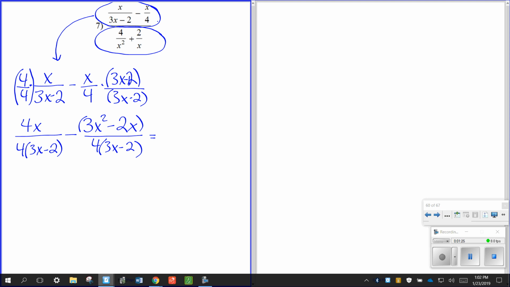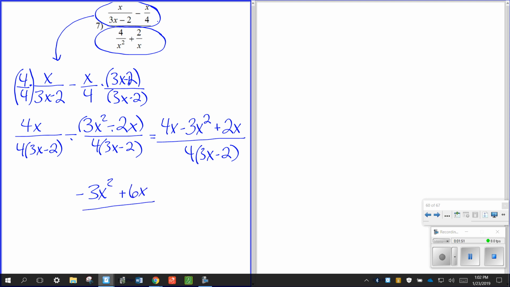And we can simplify that. That would be 4x minus 3x squared minus a negative 2x, so that's plus 2x, right? The opposite, over 4 times 3x minus 2. Then we have a couple like terms we can combine, and we'll be done with the numerator. So we'll have negative 3x squared plus 6x over 4 times 3x minus 2.